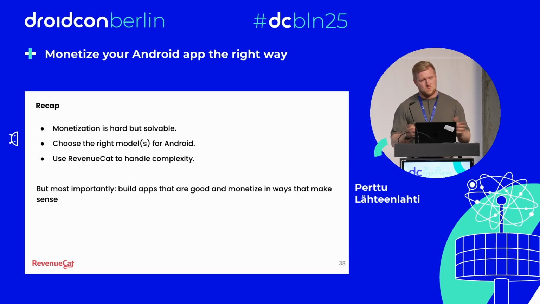Play around, experiment with which of those works. You can easily see it from the dashboard. It could also be that you need to give a trial to the users to try out the app. You can easily test that out with RevenueCat. Allow us to handle the complexity and all the hard stuff about in-app purchases.